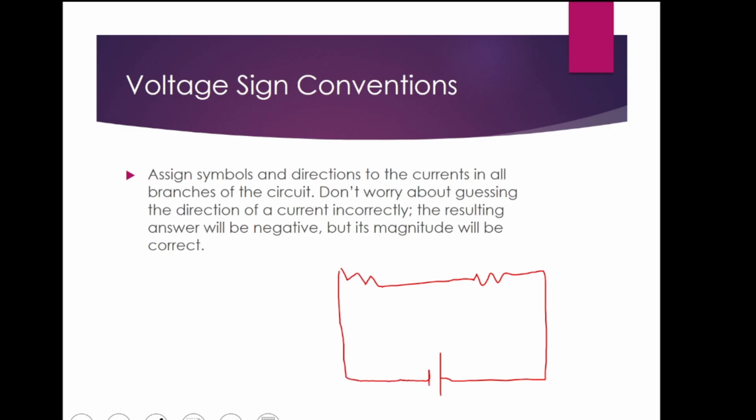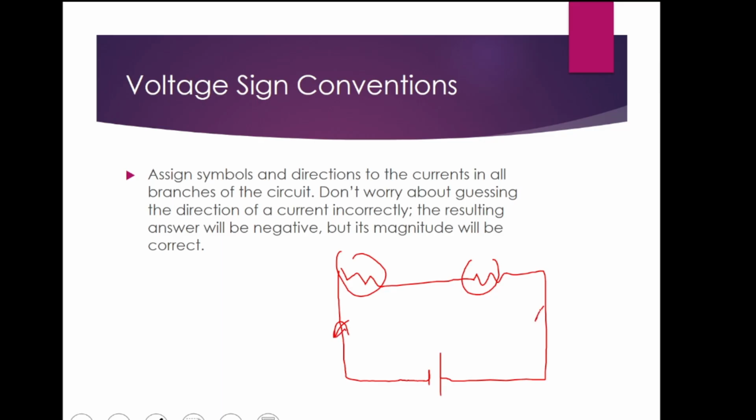I have to give a voltage sign. So the voltage at each resistor will have a certain sign, and the current has a certain sign. We shall not worry about guessing the direction of the current incorrectly, because at the end we will get a negative sign if it is in the opposite direction.